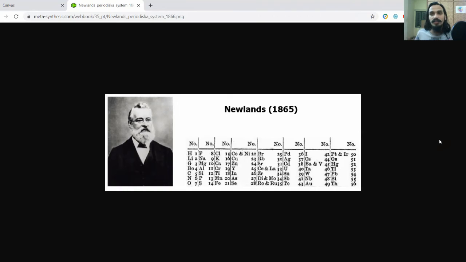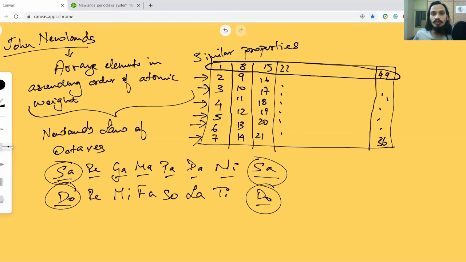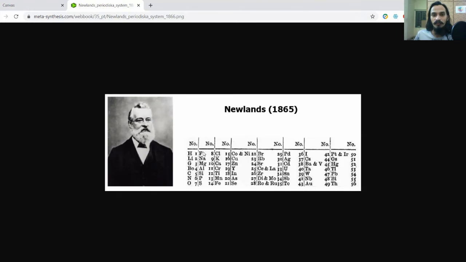Now, obviously, there are some issues with this law of octaves. We'll just discuss these issues for now. One of the biggest issues was that he grouped certain elements that don't actually have the same properties. If I talk about things like fluorine and chlorine, they both have the same properties.